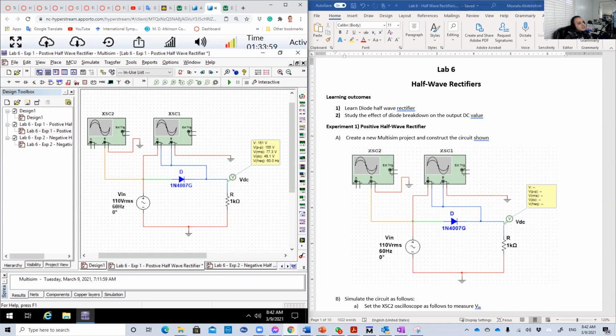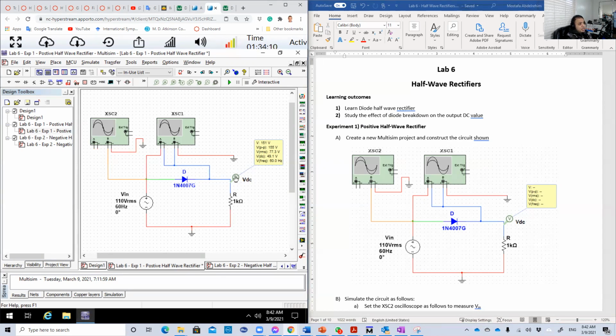Okay, so let's start with the positive half-wave rectifier. We're going to construct this circuit. I already did this for you here. And this probe here will measure our DC output, the DC of the voltage across the resistor, or the load, which would be, for example, your charger or something. So let's start this.